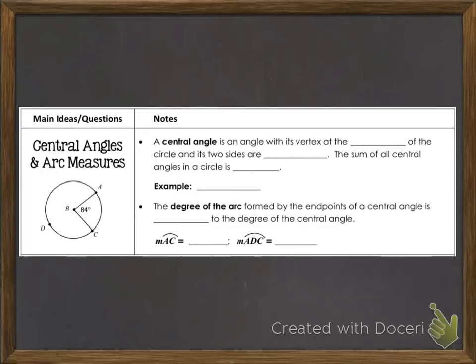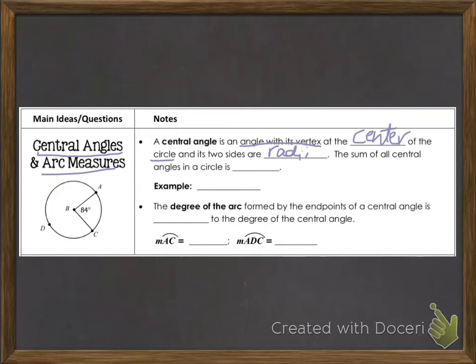So the video we're doing today is going to be talking about central angles and arc measures for our circles here. So a central angle is going to be an angle with its vertex at the center of the circle. And its two sides are going to be radii, or two radius.